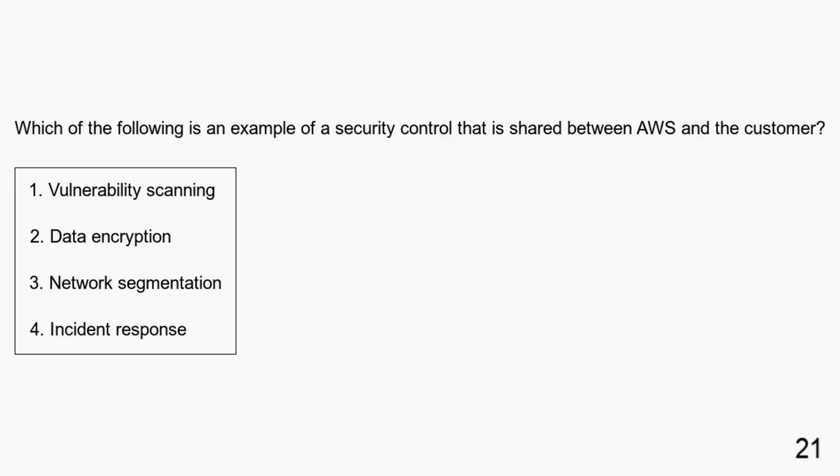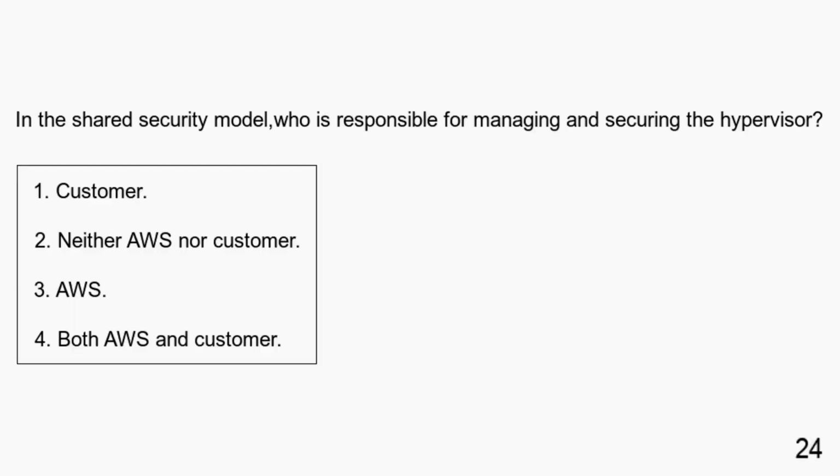Which of the following is an example of a security control that is shared between AWS and the customer? Vulnerability scanning. Data encryption. Network segmentation. Incident response. Data encryption can be implemented by both AWS, for example, for data at rest in S3, and customers, for example, for data in transit between services.